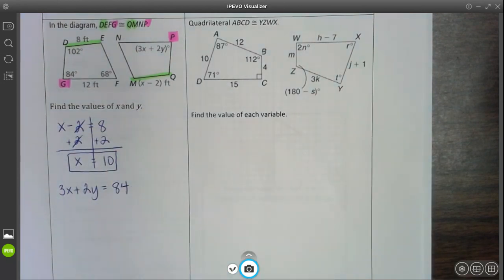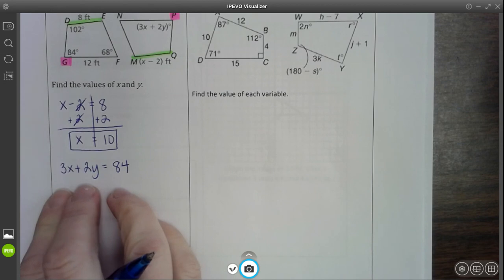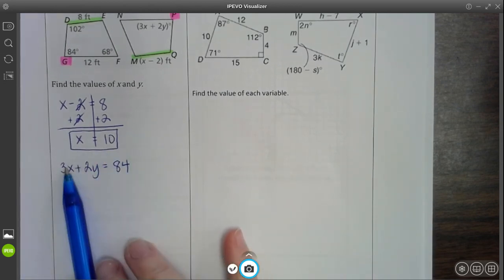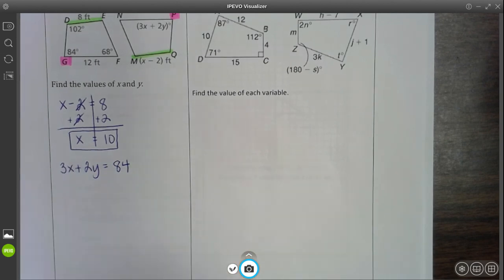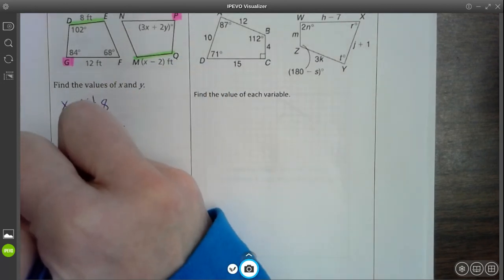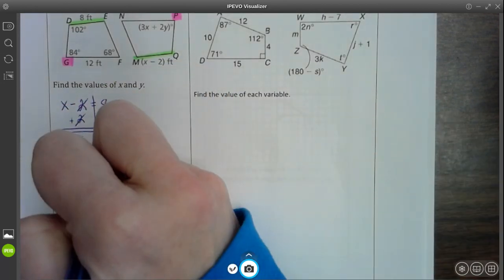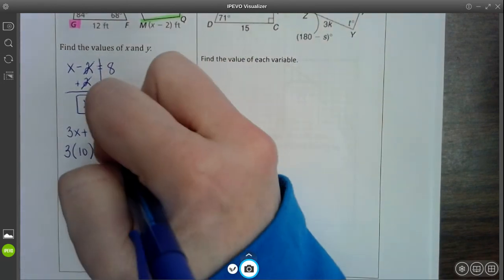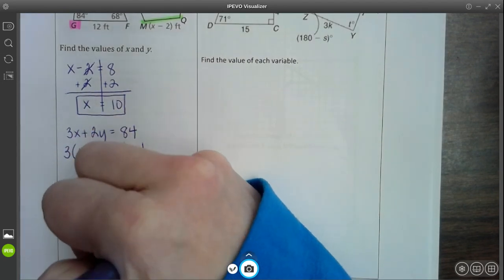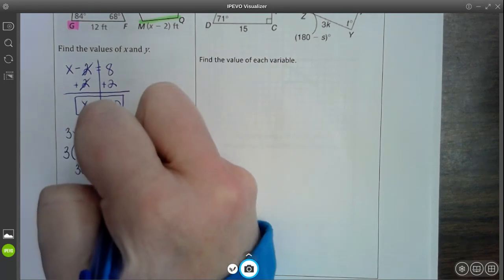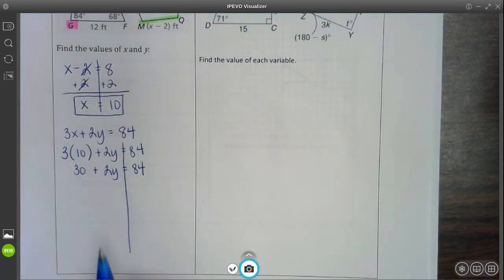Okay, now you might know it's impossible to solve one equation with 2 variables in it. So since I know what x is, I'm going to substitute that in here. Okay, so I'm going to write 3 times x, but instead of x, I'm going to write 10. So 3 times 10 plus 2y is equal to 84. Okay, now I'm going to simplify that. So 3 times 10 is 30 plus 2y equals 84. Okay, now this is a two-step equation, and I want to get y by itself.